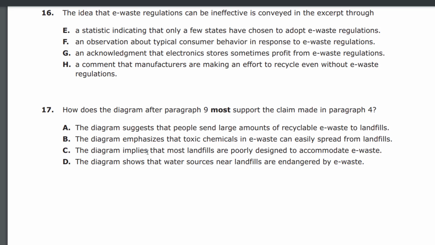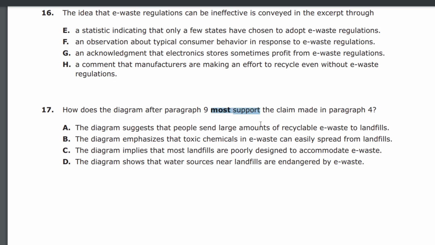C. The diagram implies that most landfills are poorly designed to accommodate e-waste. No, it does show the actual toxins getting out of the landfill, but it says nothing about poor design. So ask yourself what this diagram does not show. It does not show anything about design. D, the diagram shows that water sources near landfills are endangered by e-waste. Well, it does show water sources that are somewhere near landfills getting endangered by e-waste, but that's not the best or the most supportive answer.